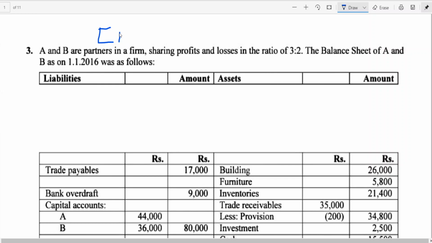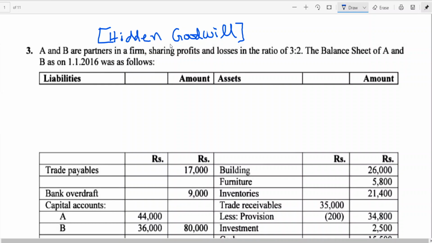about hidden goodwill. Is this clear? In the third problem we will be learning about hidden goodwill. Now the treatment will be the same, but how to ascertain goodwill? It is called hidden goodwill. That is, goodwill is hiding.